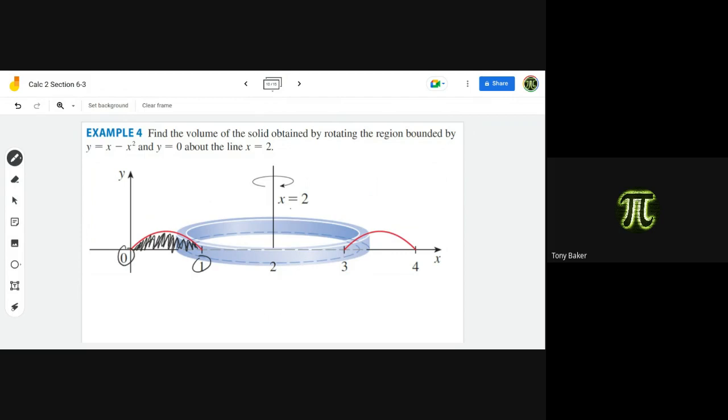So let's go back to the same concept that we've been doing. We need two pieces of information, correct? I need my radius and I need my height. So basically the y because it's vertical. So my radius is what? Would it be my radius is from here all the way to here, right? 2 minus x?